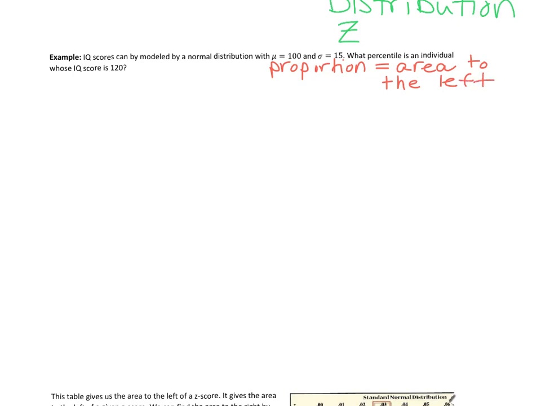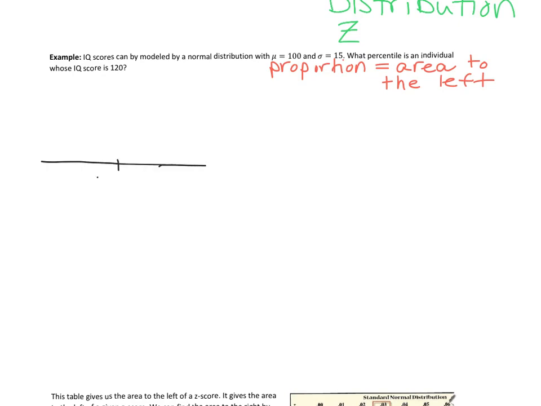So, what percentile is an individual whose IQ score is 120? They're actually asking for the area to the left of 120. Let's write some things out. I always like to draw pictures, so let's get our pictures going.